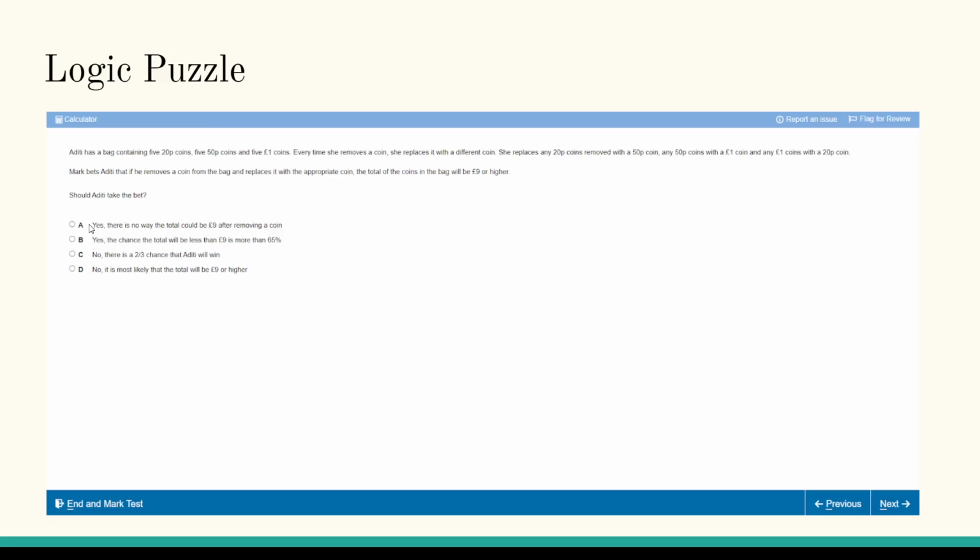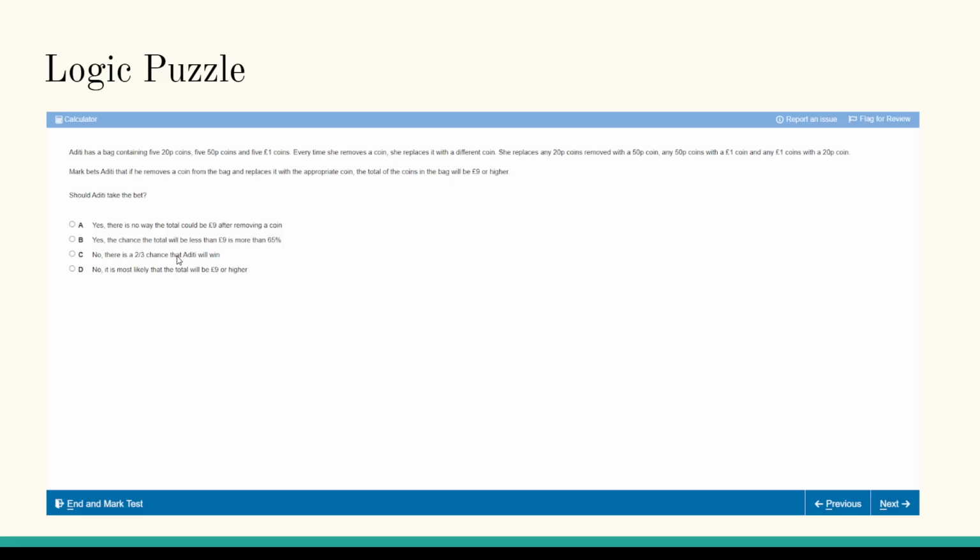So if we were to look at the options here, we see that there's no way of the total being, we know that's not true, as one of the possibilities could be £9. The second one says yes, the chance the total will be less than £9 is more than 65%. We know this is true because technically 2/3 is 66.6 recurring percent, and so this seems to be the most likely of choices at the moment. C, no, there's a 2/3 chance that Aditi will win. We know that's not true.